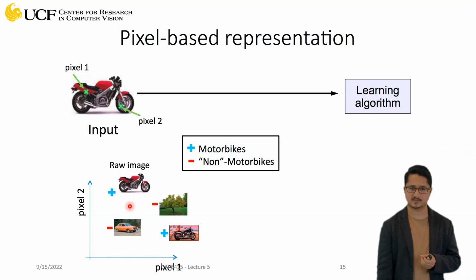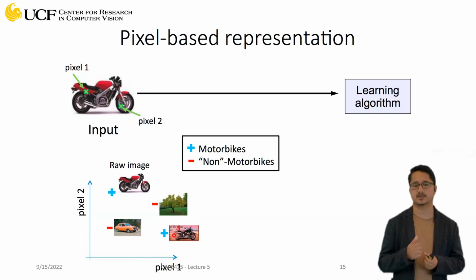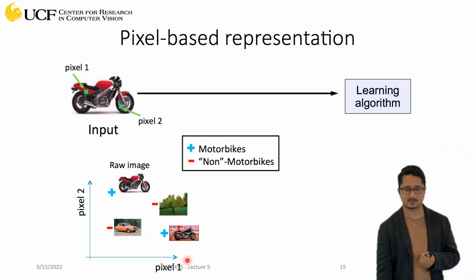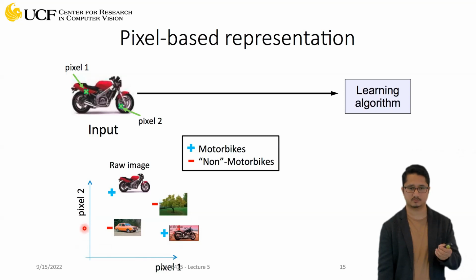So let's say it's a grayscale image, and this x-axis is representing the intensity of that pixel. You know that in a grayscale image, pixel value could be between 0 to 255. And this x-axis over here is marking the intensity of that pixel. For example, one of the pixels of the motorcycle, let's say it's at this point, and the y-axis is intensity of pixel 2. So this is just showing 2 pixels.